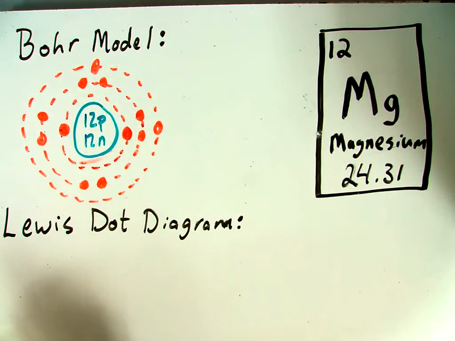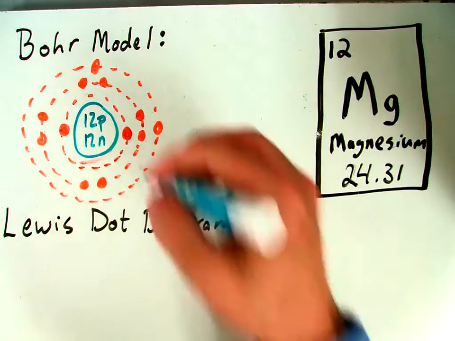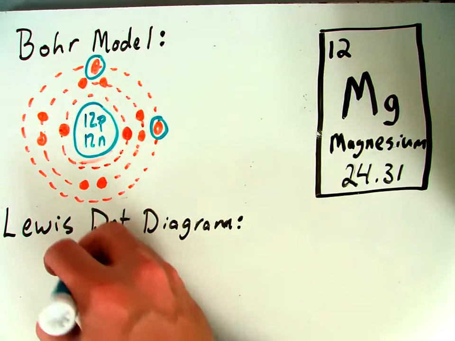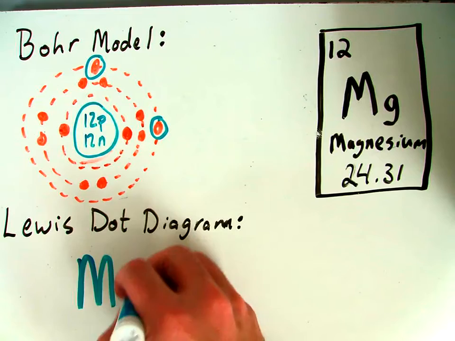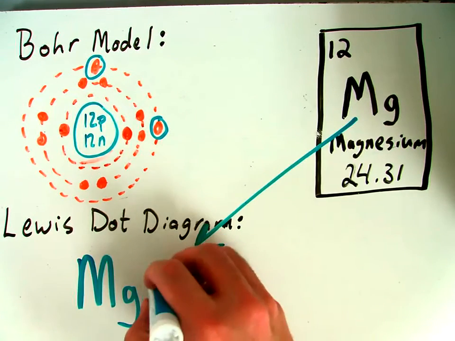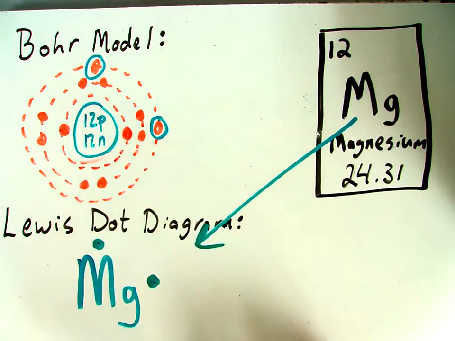So magnesium and beryllium both have 2 valence electrons. So when I do the Lewis dot diagram, it would be Mg and I would get 2 dots there.